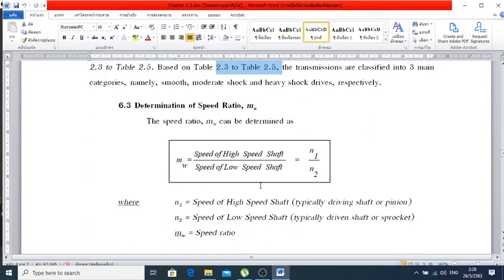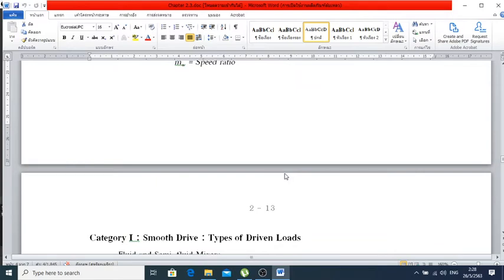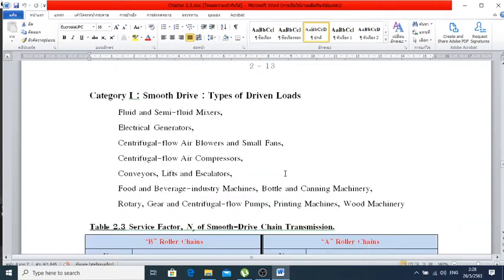And then the speed ratio can be determined from N1 over N2, the speed of the high speed shaft over the low speed shaft. The high speed should be the driving shaft, and then the driven shaft should be the sprocket, most of the time. So let's go for table 2.3 for the smooth drive system. The types of driven loads are going to be something like fluid and semi-fluid mixture, so it's very uniform.